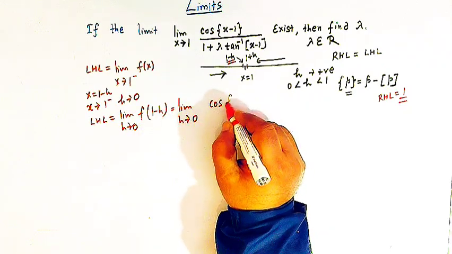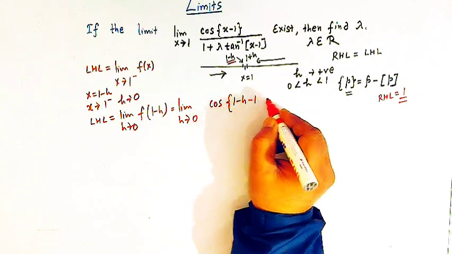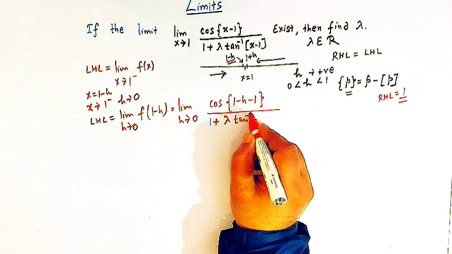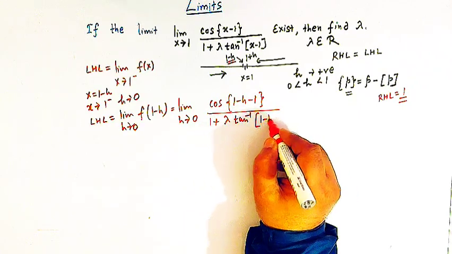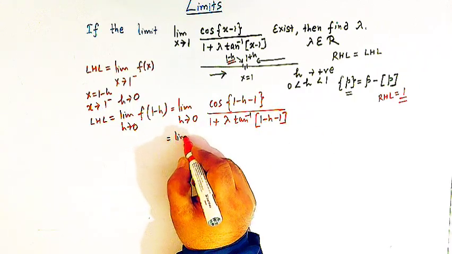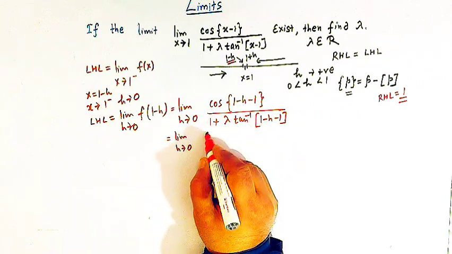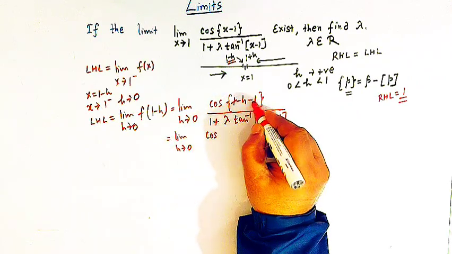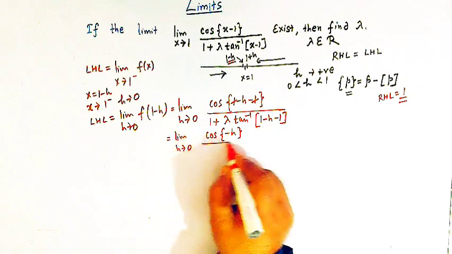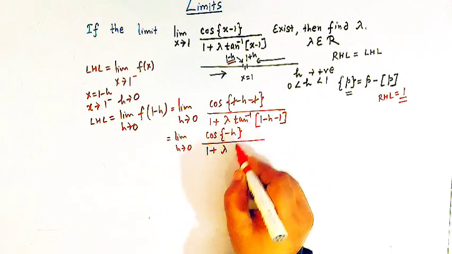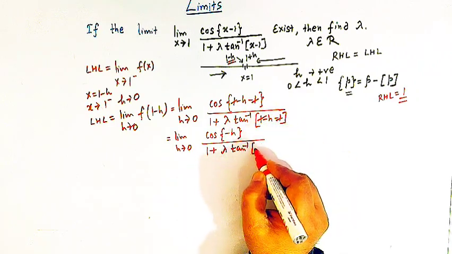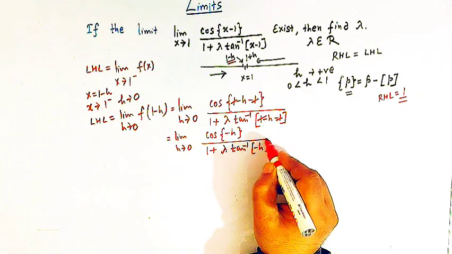Here we have cos of the fractional part of 1 minus h minus 1, and then we have 1 plus lambda times tan inverse of the greatest integer of 1 minus h minus 1, right? Okay, now simplifying this expression, we have cos. Now see, this one and this one get cancelled, and we are left with the fractional part of minus h. And here we have 1 plus lambda, and this is tan inverse. Here also 1 and minus 1 get cancelled, and we are left with the greatest integer of minus h.